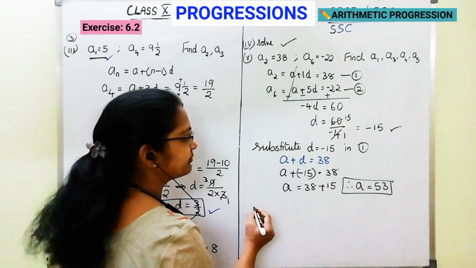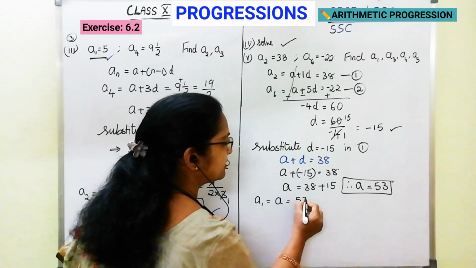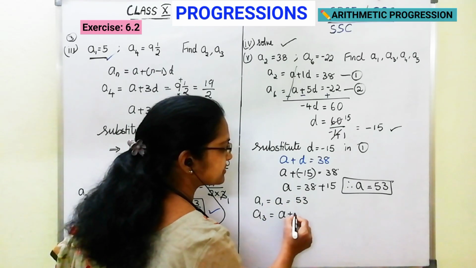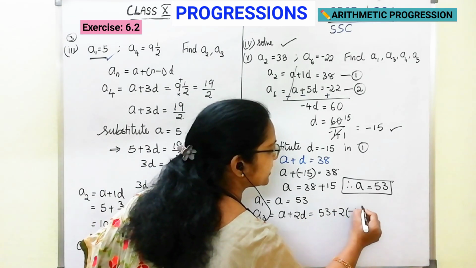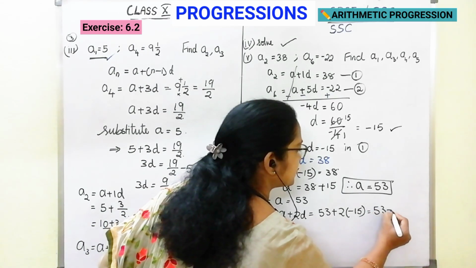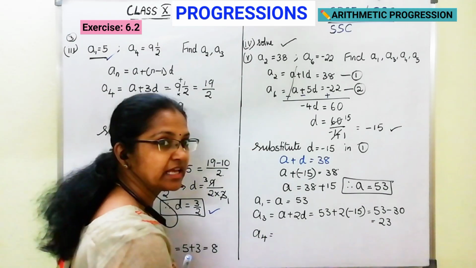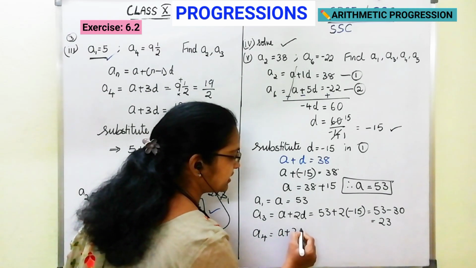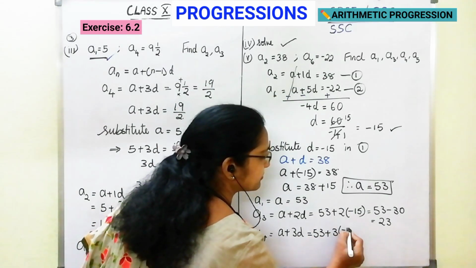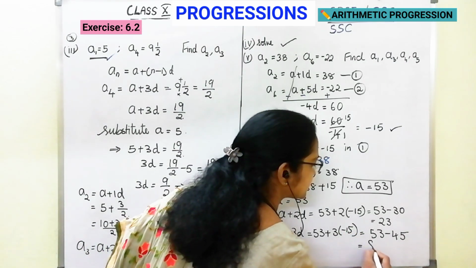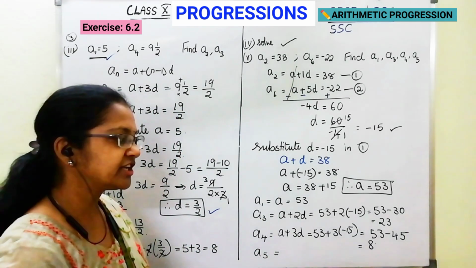Now we know A and D values. Now we can calculate anything. A1 is A only, that is 53. A3 is equal to A plus 2D, that is 53 plus 2 into minus 15. It will be 53 minus 30. The answer is 23. A4 is equal to A plus 3D. A is 53 plus 3 into minus 15. 53 minus 45, answer is 8. In that same pattern, calculate A5 of this problem and share it in the comment section.